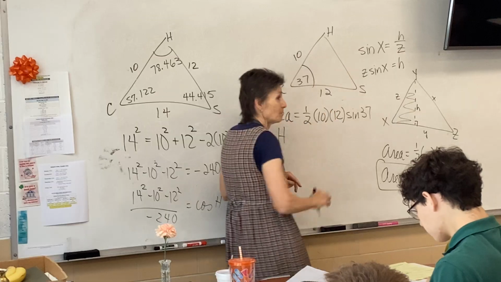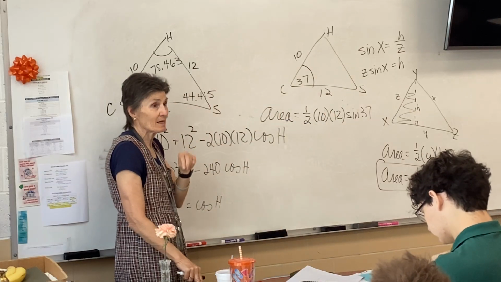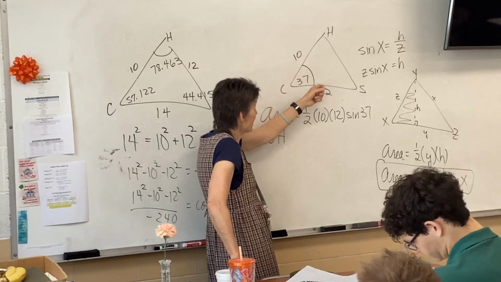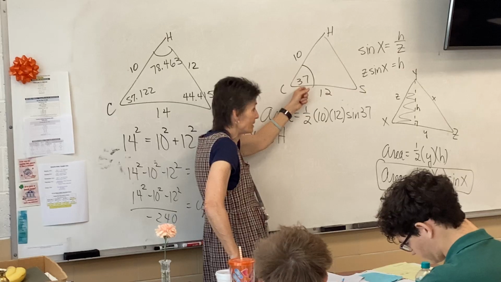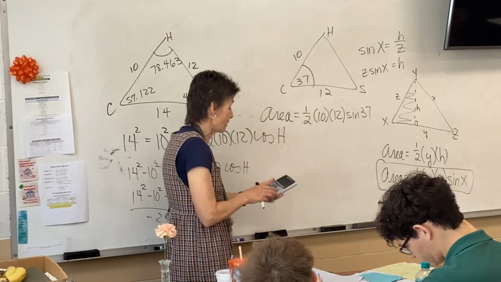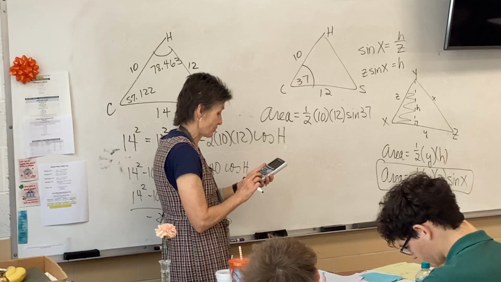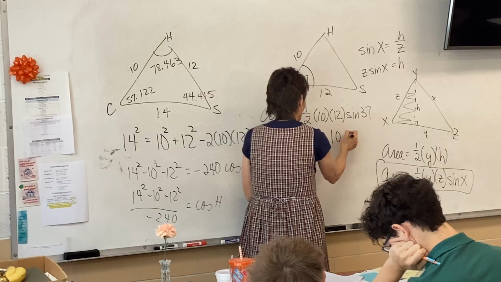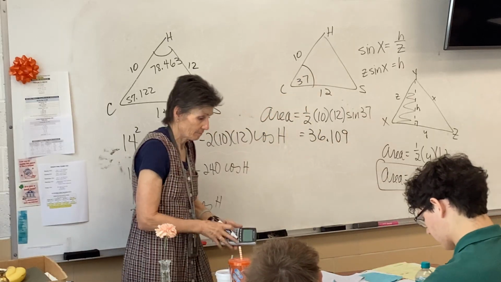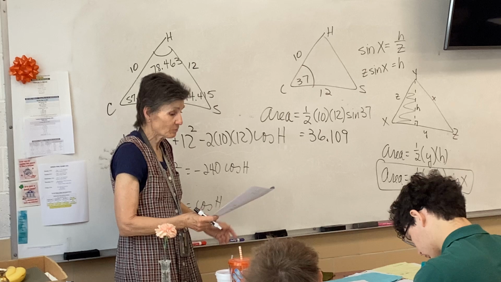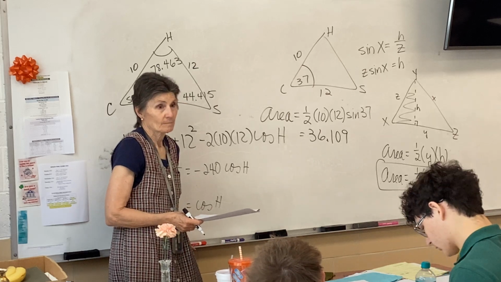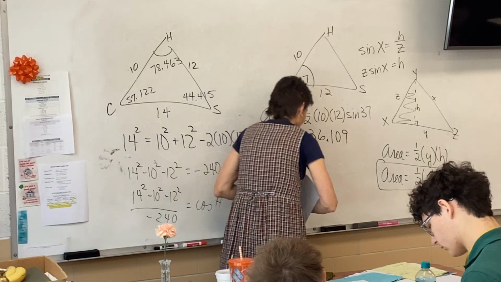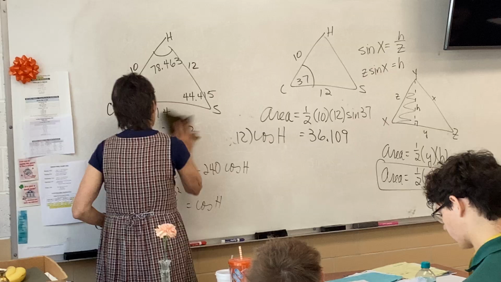Now that can be a complication. It has to be the angle between. So 1/2 side times side times sine. Type that in on your calculator, and that's the area of this triangle: 36.109. Now you have to admit, that is awesome. That is so easy. 1/2 side, side, sine. Now let's look at the next one.